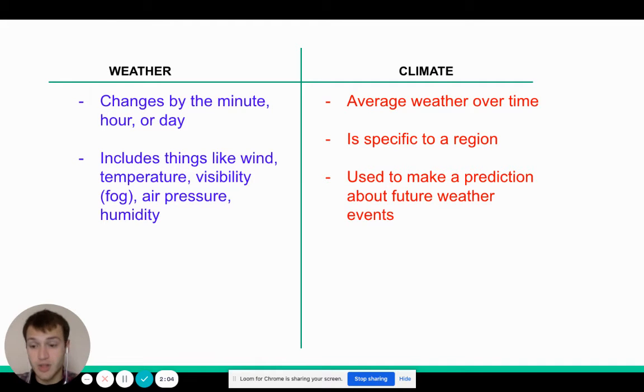So climate is very long-term. It's very general. So it says generally the weather here is blah, blah, blah. So it's always describing something general or something on average, and it's not very specific. So it's not going to say on Tuesday it's going to be sunny and warm. It says generally, in the summer, it is sunny and warm. And so the weather can actually change a little bit day by day within the climate. But we can use climate to make predictions about what the weather might be like in the future.